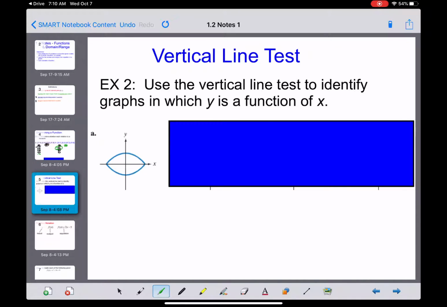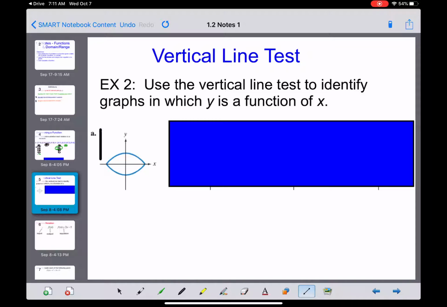The next one is the vertical line test. And this should be familiar to you, but this is where you're going to use a vertical line to identify graphs in which y is a function of x. So what that is saying really is a fancy way of saying, again, the word function. For every input, for every x value, there's exactly one output or one y value. So every time you put in an x number, 1, you always get the same thing out. Every time you put in a 2, you always get the same thing out for that particular function.